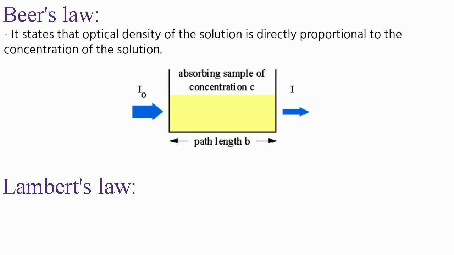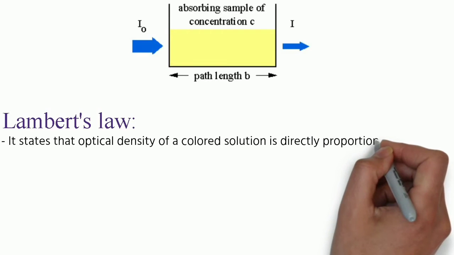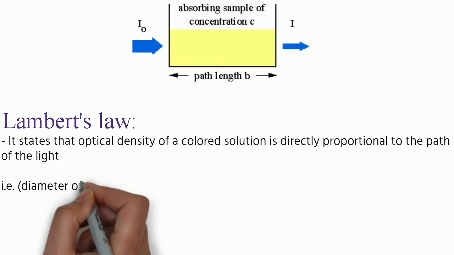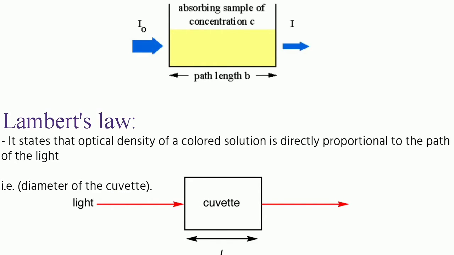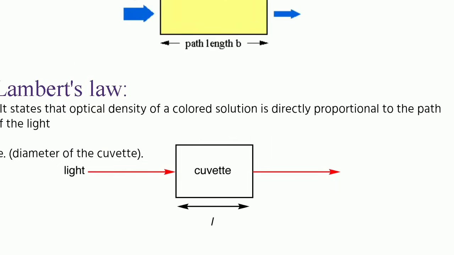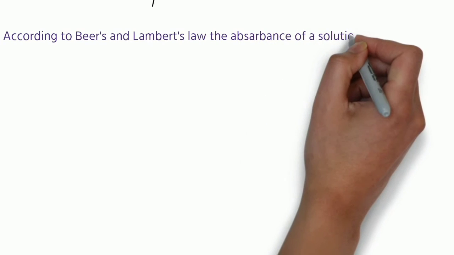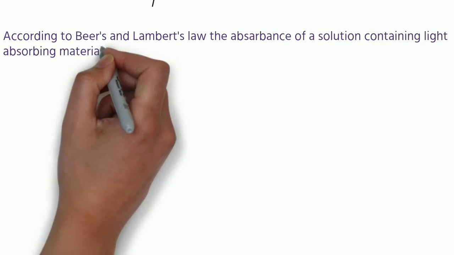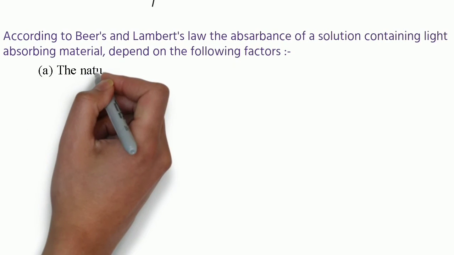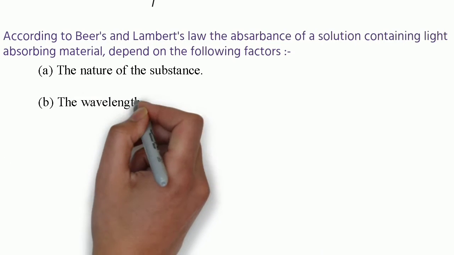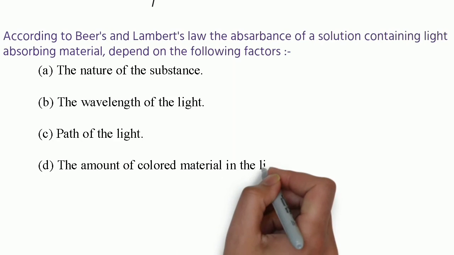Then Lambert's law states that the optical density of the colored solution is directly proportional to the path of the light, that is the diameter of the cuvette. You can see in this picture that light travels through the cuvette, and this is the path of the light. According to Beer's and Lambert's law, the absorbance of a solution containing light absorbing material depends on the following factors: the nature of the substance, the wavelength of the light, the path of the light, and the amount of colored material in the light path.